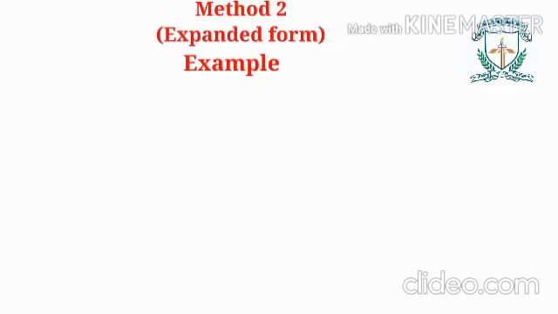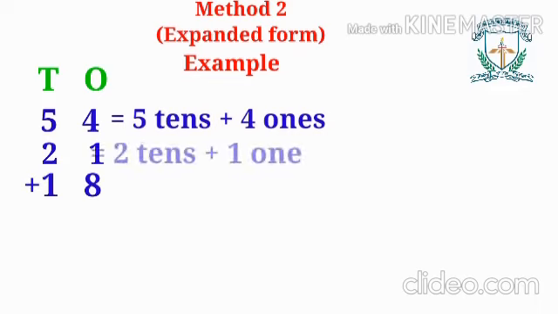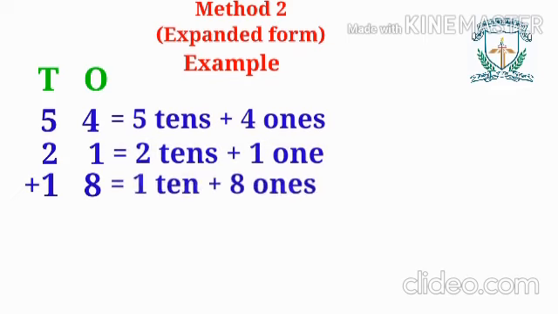Similarly, for method 2, we have taken the same 3 numbers for addition. As per rule of method 2, we have to write each number in tens and ones or in expanded form. That is, 54 is equal to 5 tens plus 4 ones. 21 is equal to 2 tens plus 1 one, and 18 is equal to 1 ten plus 8 ones.